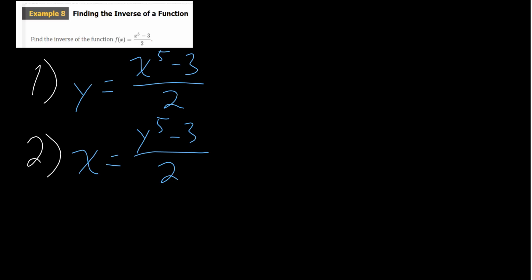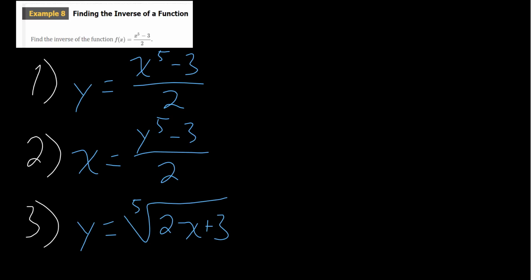Step three, I don't have to do anything too dramatic here. I'm just going to do this in my head. I'm going to multiply by 2, so I'll have 2x. Then I'm going to add 3 to it, so it'll be 2x plus 3, and then I'm going to take the 5th root of both sides. So this becomes y is equal to the 5th root of 2x plus 3. Hopefully you followed along there. All I did was take this and solve for y.